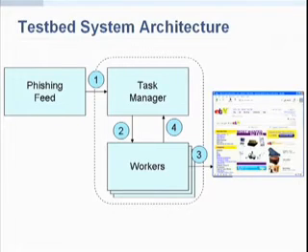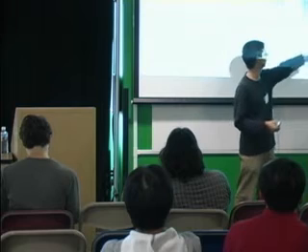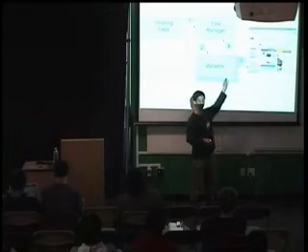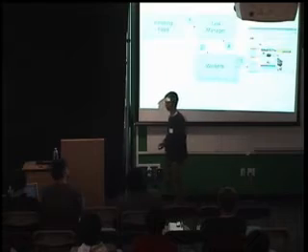It downloads the web page. Right now we're using the Tor anonymizer because we also don't want all these phishing sites to know that we're doing this, or whenever we're scanning for them. It comes back, it says whether it's a scam or not, and then just sends the data back up to the task manager and aggregates all the statistics.